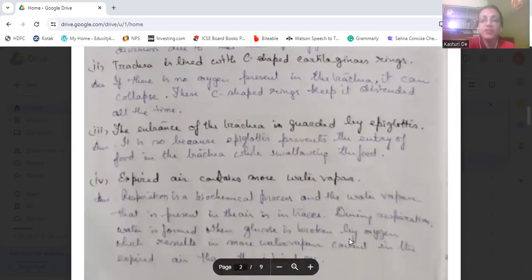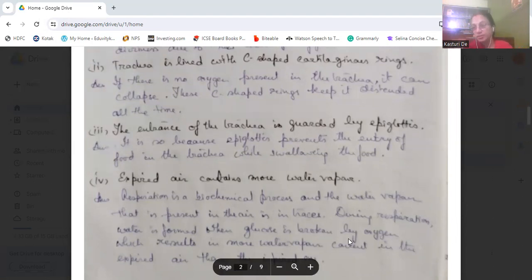Then, the entrance of the trachea is guarded by the epiglottis. Why is it so? It is so because the epiglottis prevents the entry of food into the trachea while swallowing the food. One more thing: while swallowing the food, the trachea is covered by that epiglottis.